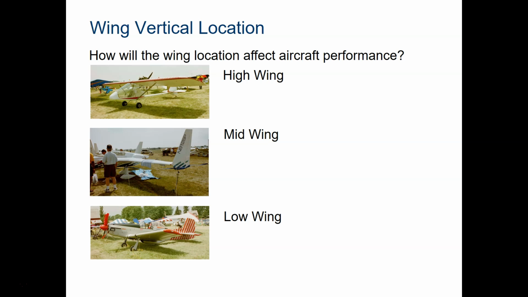Earlier, I talked about the wing's vertical location. You have to consider how the wing location will affect the aircraft performance. In the top image we see a high wing. In the middle image we see a mid wing. And in the bottom image we see a low wing.